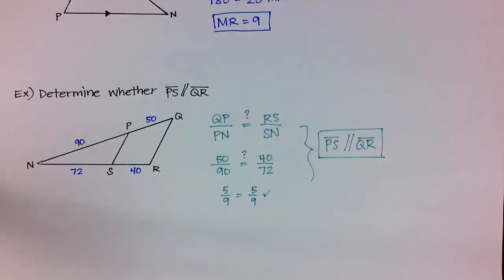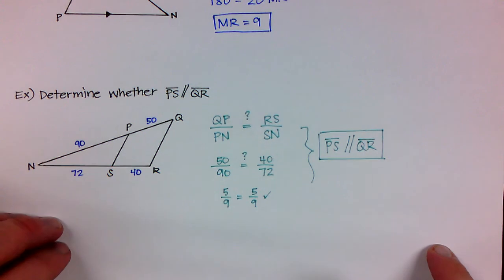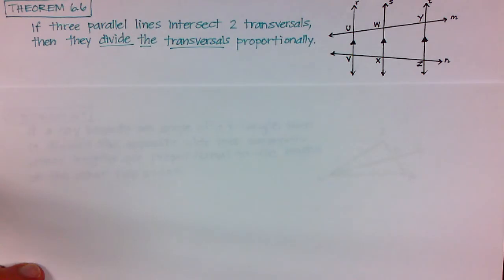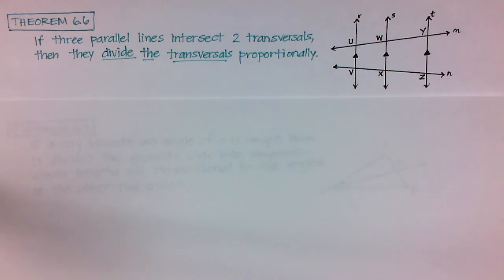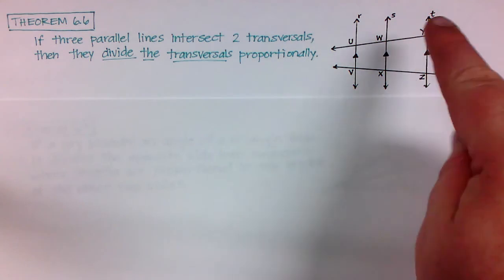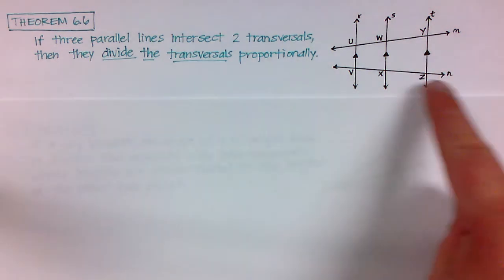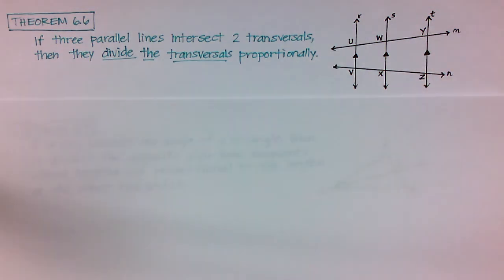Okay? Awesome. So let's move on. I have a couple more theorems to share with you. Our next is titled Theorem 6.6, and it says if three parallel lines intersect not just one transversal but two transversals, then they're going to divide the transversals proportionally. Okay, so they're dividing the transversals proportionally.